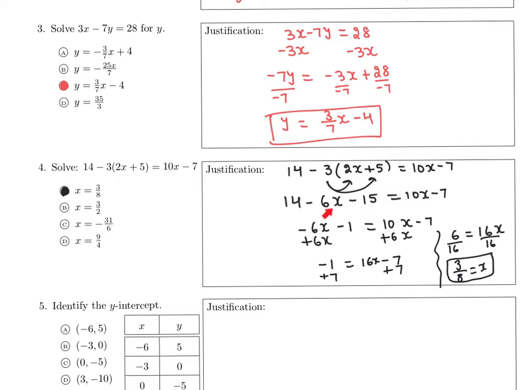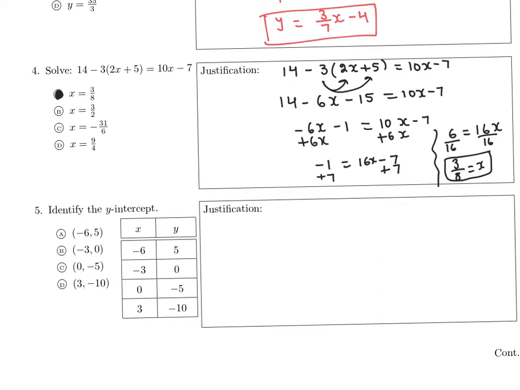So you get here negative 6x minus 1 equals 10x minus 7. Add 6x on both sides. You get negative 1 equals 16x minus 7. Add 7 on both sides, you get 6 equals 16x. When you divide by 16, you get 6 over 16. When you reduce that, it's going to be 3 over 8.